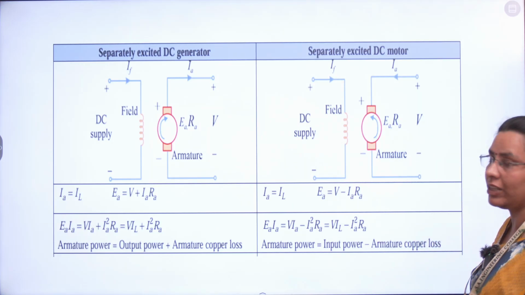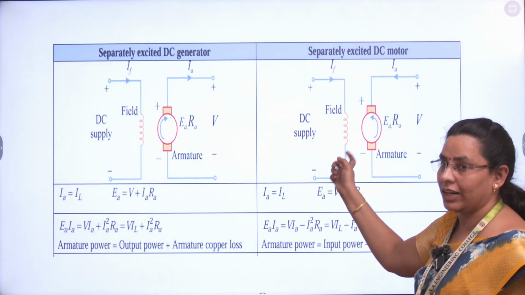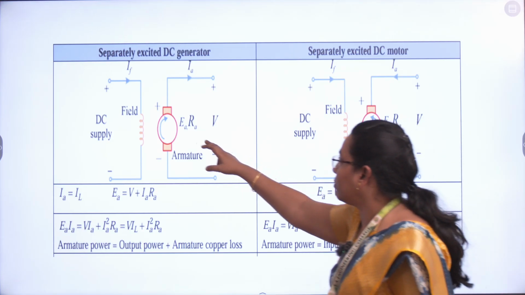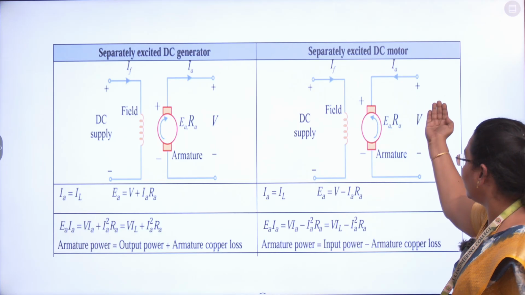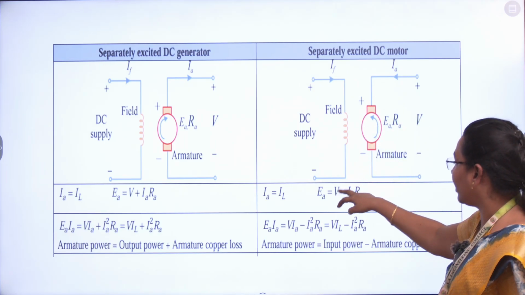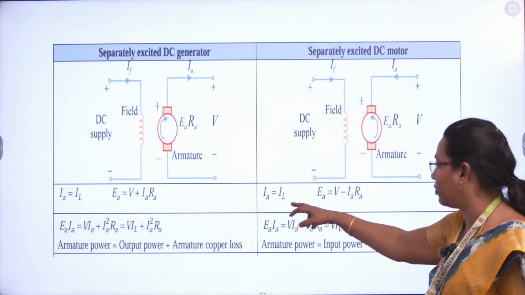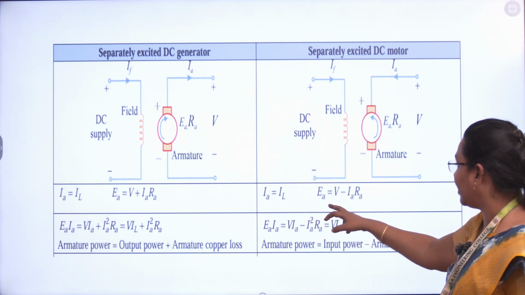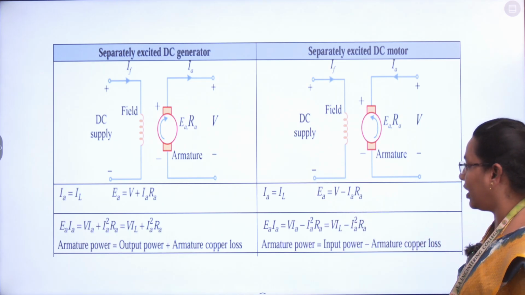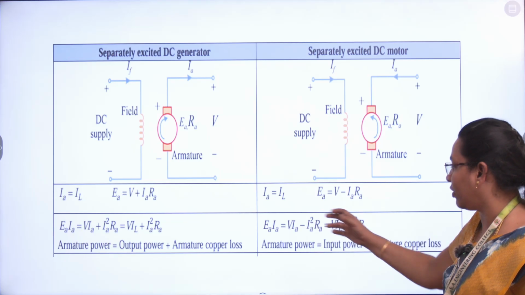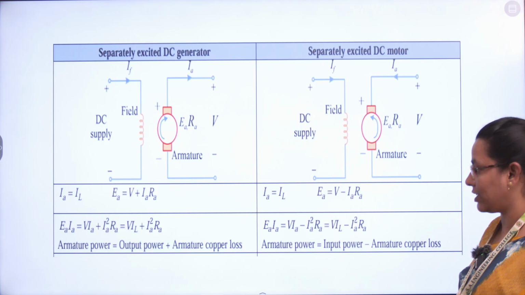And coming to the DC motor, the main difference between generator and motor is the armature current direction. From armature to load represents the generator, and the load that is applied to the armature, we have the minus sign here. So in the separately excited motor, IA equals IL, but EG equals EA equals V minus IA RA. The same formula is followed here. For the generator, we have the plus sign. In the motor, we have the minus sign.